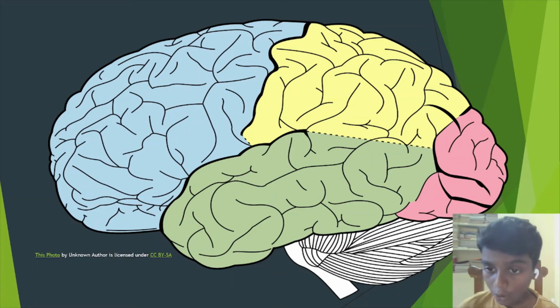And the third lobe, which is the occipital lobe, controls your visual process. And the last but not the least lobe, which is the fourth lobe, the temporal lobe, controls your audio or your listening ability, and even your speech also. I forgot to mention that. Sorry. The temporal lobe also controls your speech and language too.